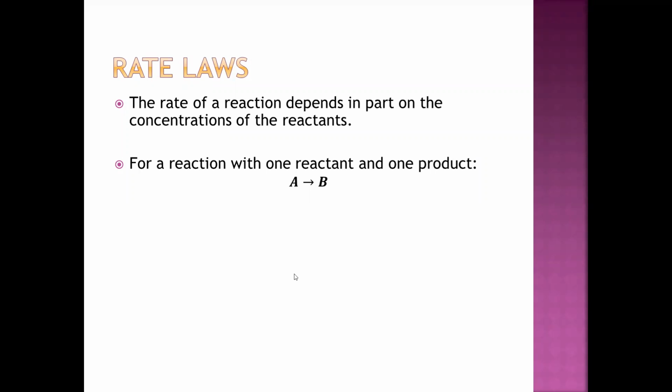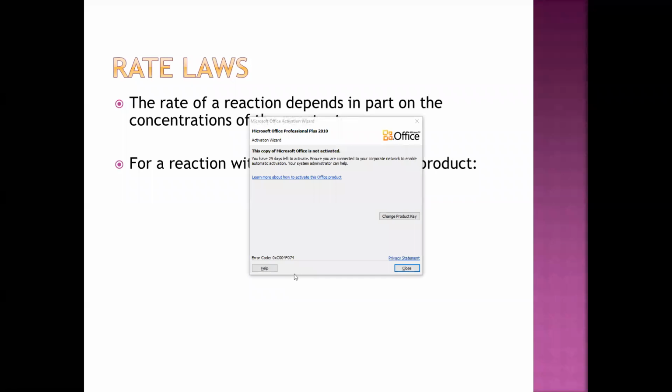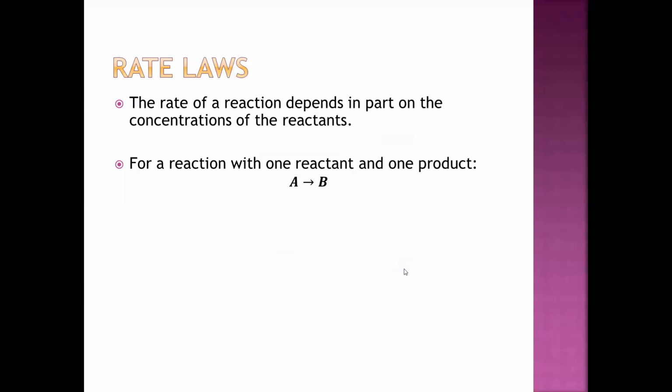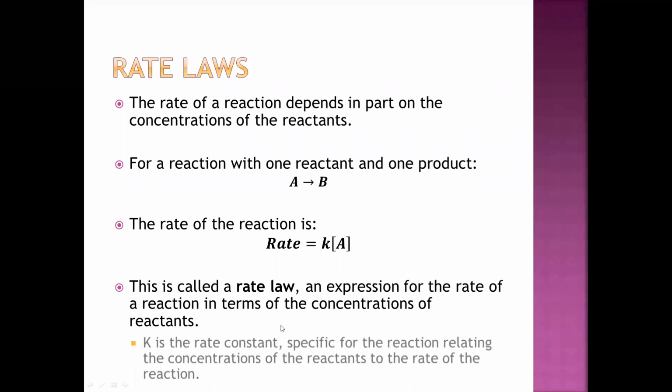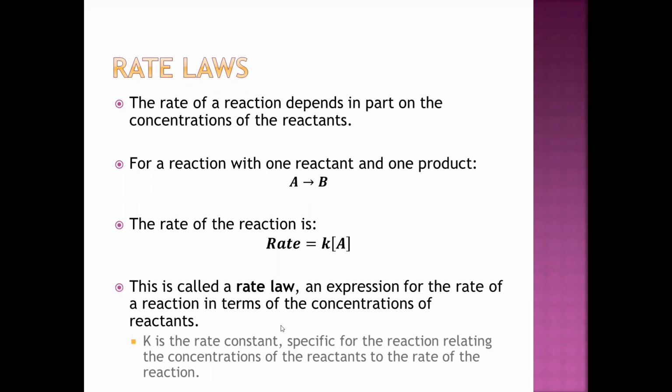So yesterday we started talking about how reactions happen at different speeds. And so we're going to keep going with that, with talking about the rates at which reactions go. So we can predict a little bit about those rates. So for a reaction where one reactant is A and one product is B, the rate of the reaction is given by this equation right here that is called a rate law.